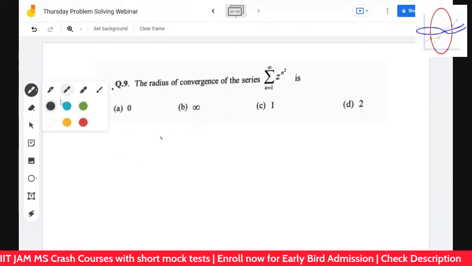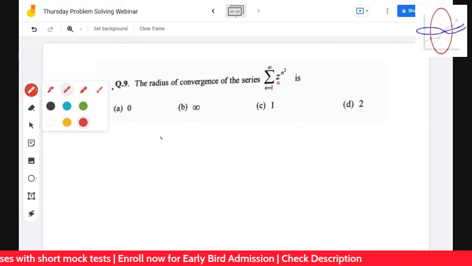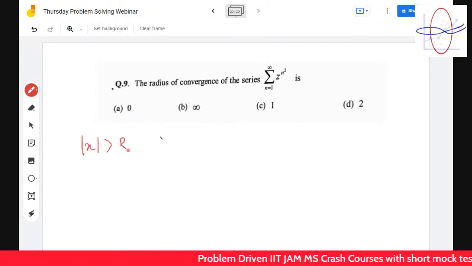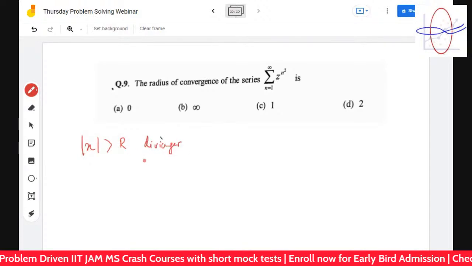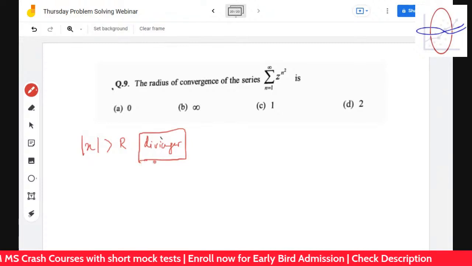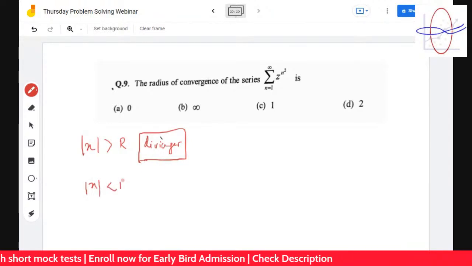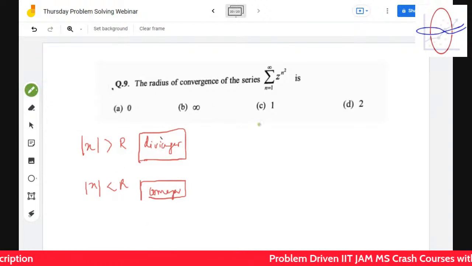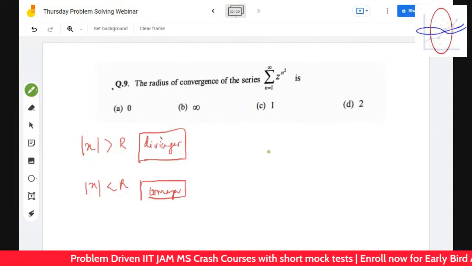So what we'll do is that, you see, this is sort of like the geometric series. So let's understand this. What does radius of convergence mean? It means that if mod x is greater than this r, the series diverges, and if it is less than r, it converges. This is what the radius of convergence is, right? So what if we can prove it like that?